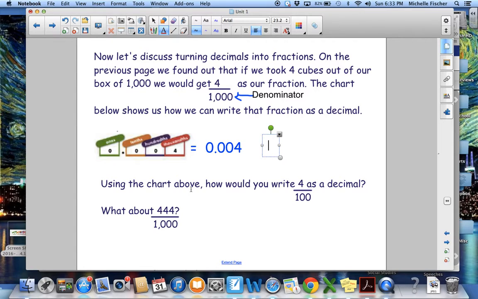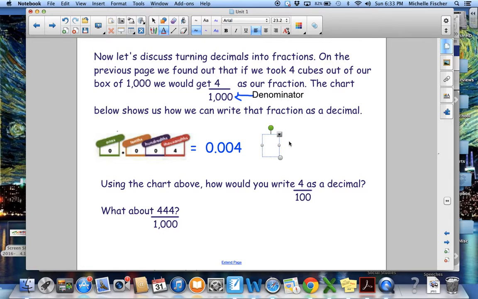So let's use the chart above to figure out how we would write 4 over 100 as a decimal. So I want you to go ahead and type in the box next to you, how would you write 4 over 100 as a decimal? Click next when you're ready.